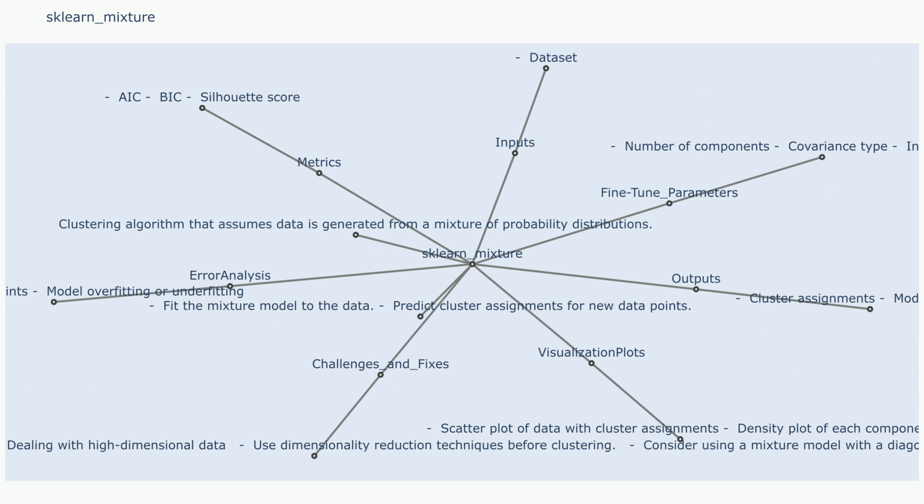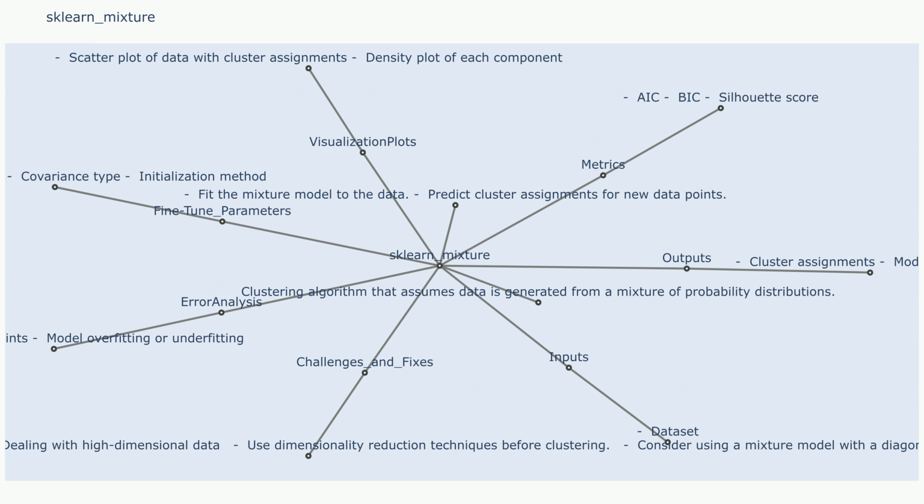Metrics. Metric 1. Explain in detail Akaike information criterion, AIC. A metric that balances model fit with model complexity. Lower AIC scores indicate a better model. Metric 2. Explain in detail Bayesian information criterion, BIC. Another metric that balances model fit with complexity, often penalizing more complex models than AIC. Lower BIC scores indicate a better model.